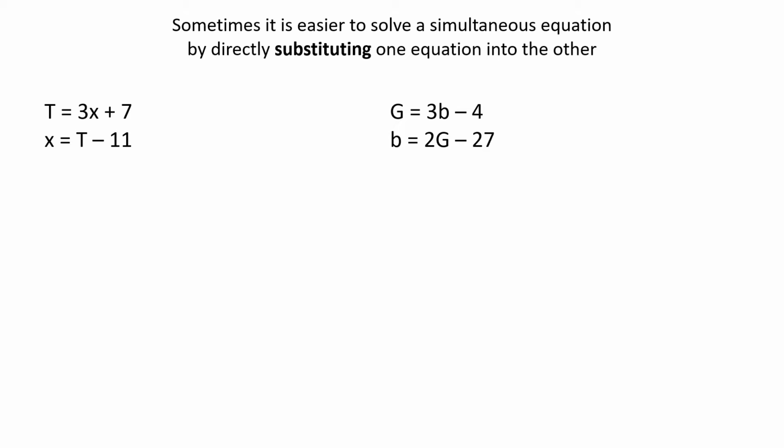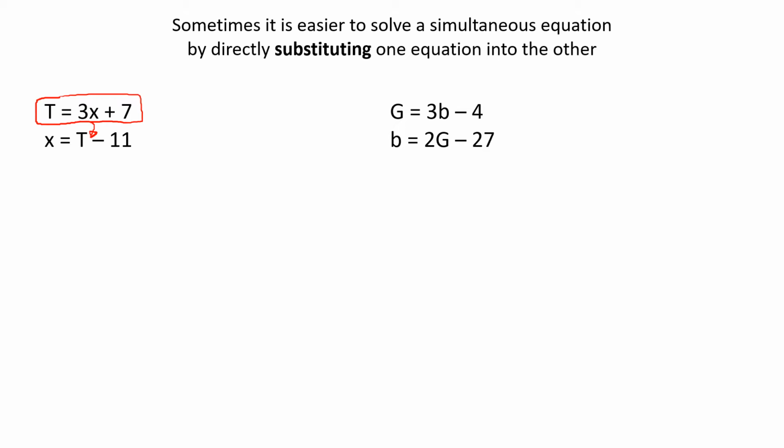We have a method that we can call substitution as well. And it's called that because you take one equation and you substitute it into the other equation, hence the name. Let's look at these two as examples of what we can do. So we've got an equation here that t equals 3x plus 7 and x equals t minus 11. And what we're going to do is take this and sub it in where there's a t in the other equation.